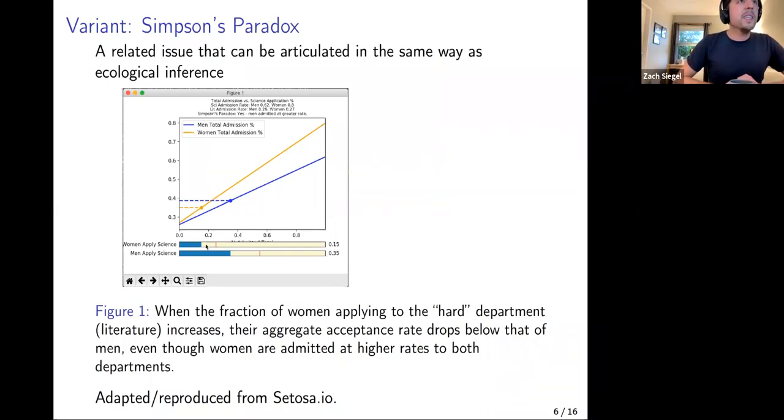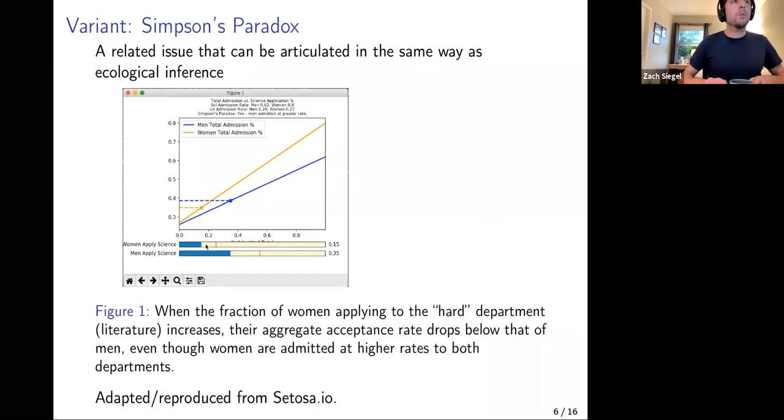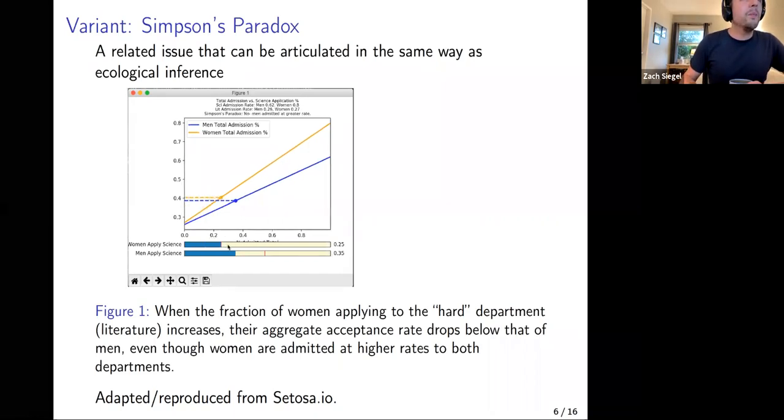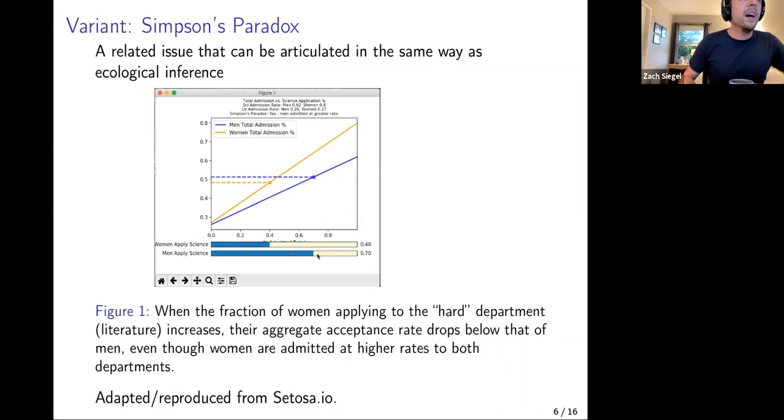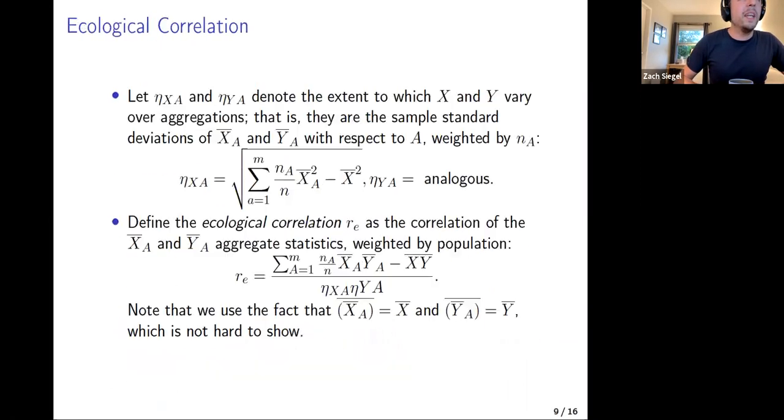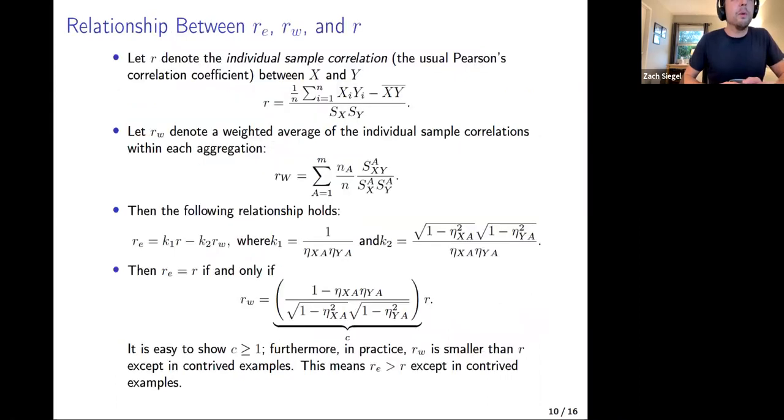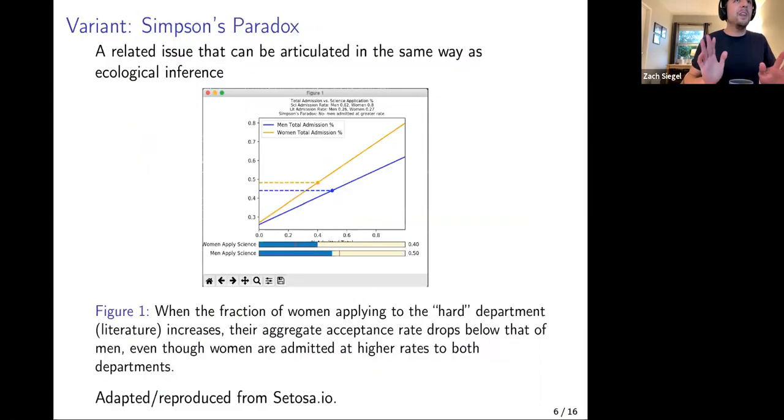And so this is an animation that I made where you can sort of play with how many women apply to science departments, which have higher admissions rates. So even though women have higher admissions rates to both types of departments, if you click through these slides kind of quickly, I think there are like 10 or so, you'll notice that the number of men admitted actually surpasses the number of women admitted. So women get admitted at lower rates, even though their admission to individual departments is higher.